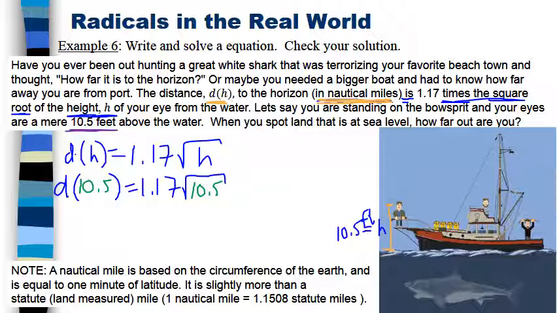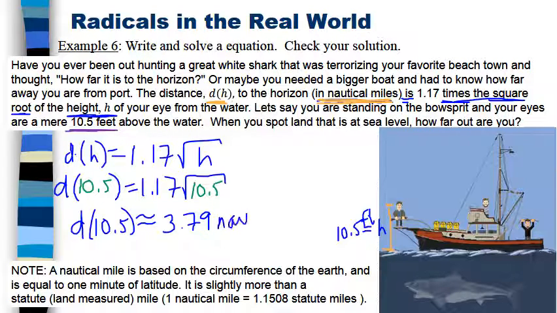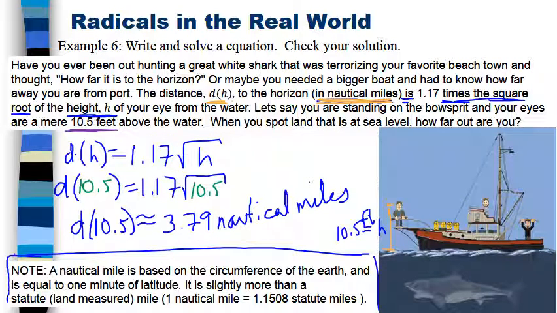And so I can put that all directly in my calculator. And when I do that, I notice that d of 10.5 is approximately equal to, because we have to round, 3.79 nautical miles. Now, nautical miles are slightly larger than regular miles, and you can read a little bit about that below.